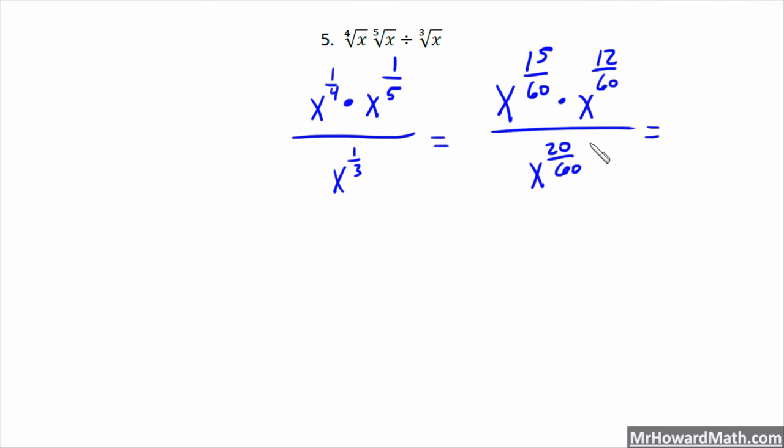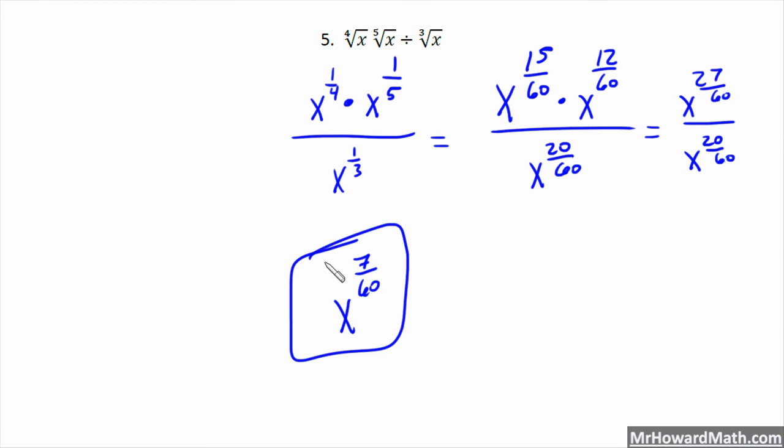All right, and then next step, we'll add these so we get 27 over 60, x to the 27 over 60 on top, and we still have x to the 20 over 60 here. So then we can subtract the top and bottom. That's our rule. When you have like bases dividing by each other, you subtract their exponents. So 27/60ths minus 20/60ths is 7/60ths. So that will be our final answer right there, x raised to the power of 7 over 60. All right, probably time for one more in this video. Let's look at number 6 next.